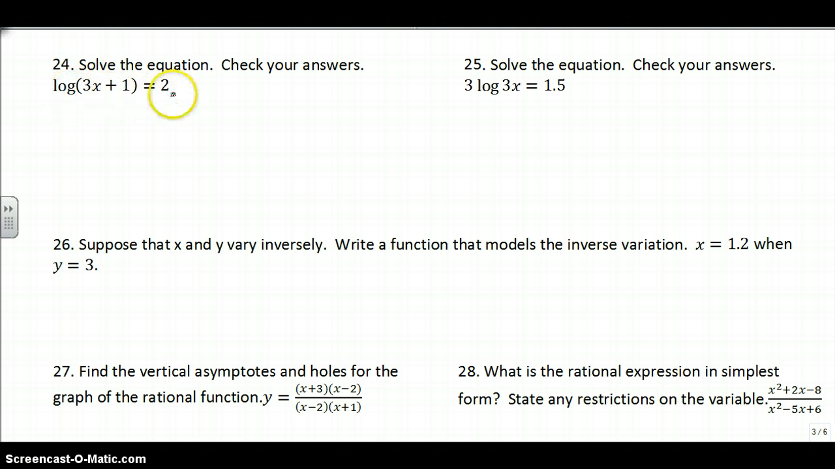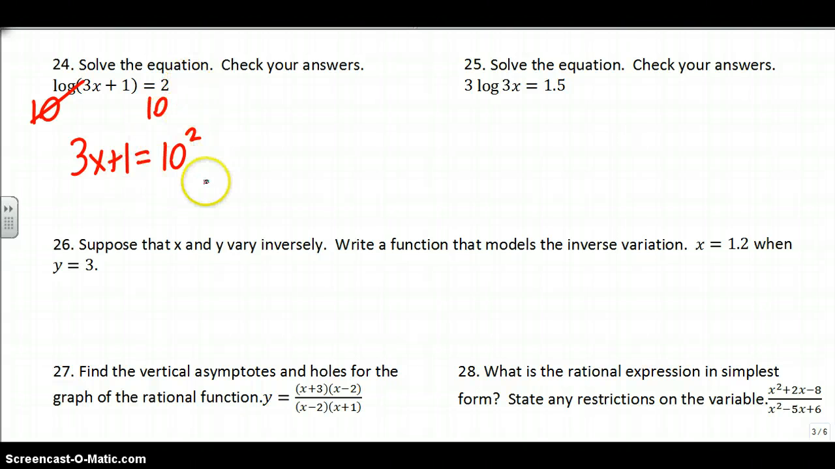This is log of 3x plus 1 equals 2. Whenever you don't have a base, it's base 10, right? So I'm going to do what I call bumping the base. We're going to bump that base. Basically, the 10 and the log kind of cancel each other out, and you're left with 3x plus 1 equals 10 squared. Obviously, whatever you do to one side, you must do to the other.